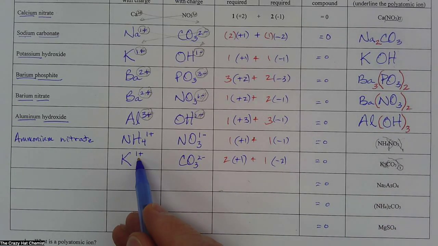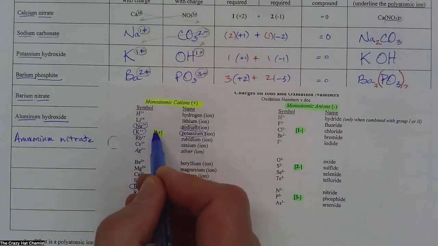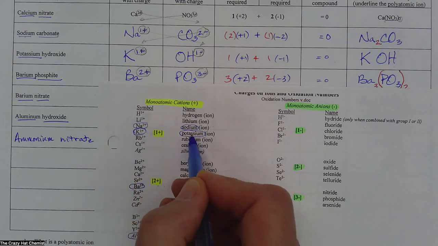I need to find out the name of K. It's in the 1 plus category, so I don't have very far to look. It's in the 1 plus category. It's a K1 plus. That's potassium.